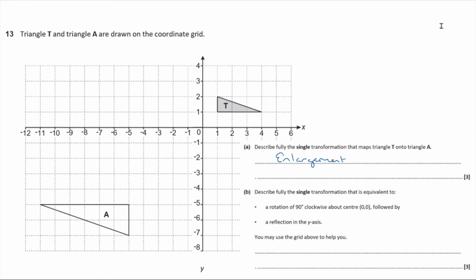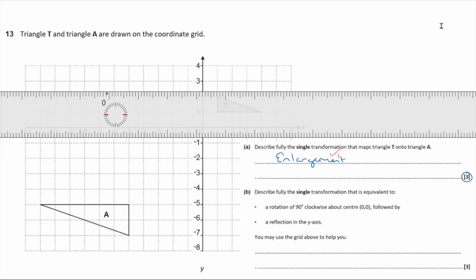But this enlargement is going to have to be a negative value because it's not only bigger, it's also been inverted. Also, this is a 3-mark question, so to get all 3 marks on a describing a transformation question like this, you get 1 mark for identifying the correct type of transformation, in this case enlargement, and then the next 2 marks I'm going to get by mentioning the scale factor and the center. Okay, so I'm going to work out the center first.